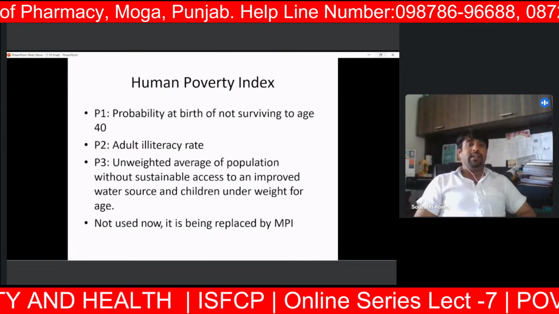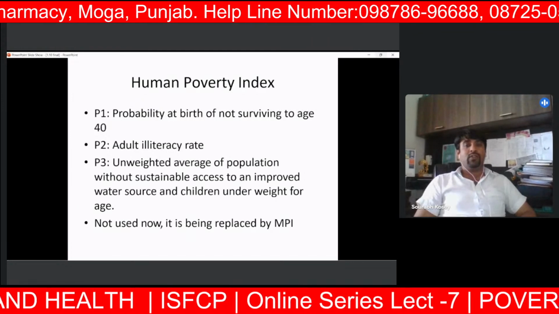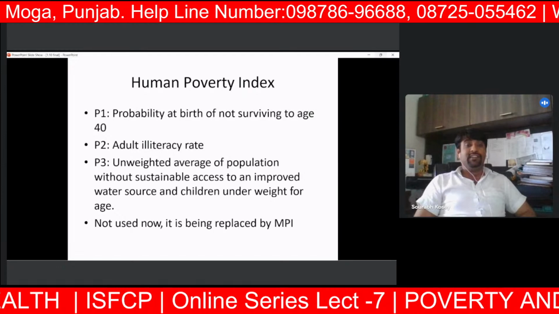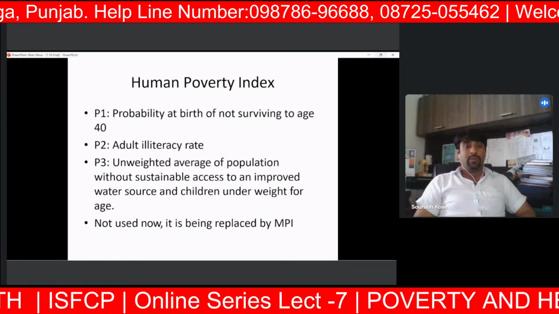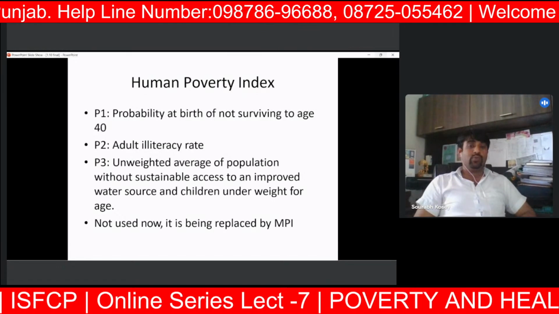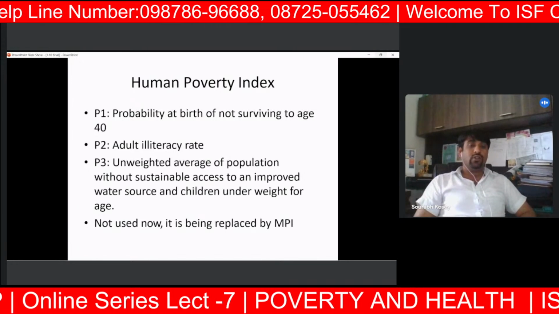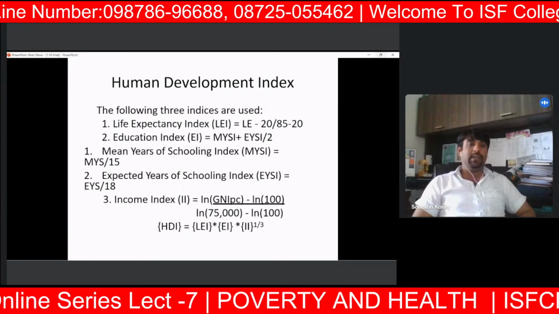Human poverty index: P1 is the probability at birth of not surviving to age 40, and P2 is the adult illiteracy rate. P3 is the unweighted average of the population without sustainable access to an improved water source and children underweight for age. It is not used now; it is being replaced by MPI.